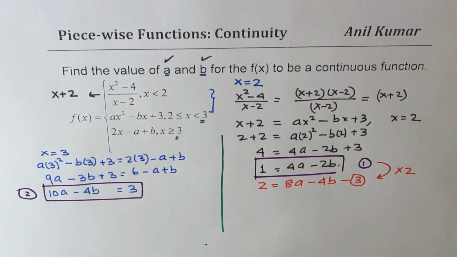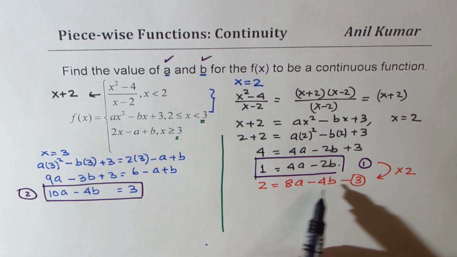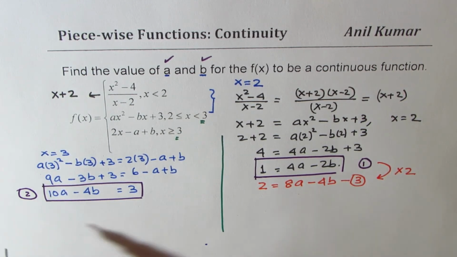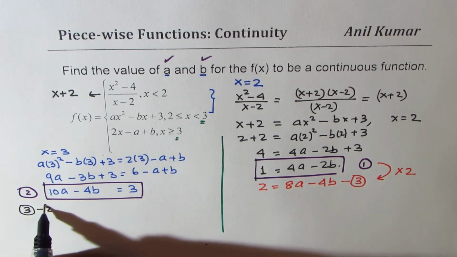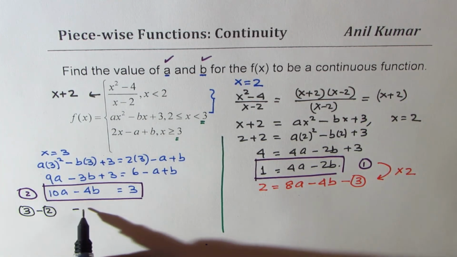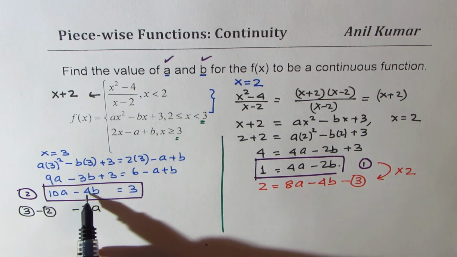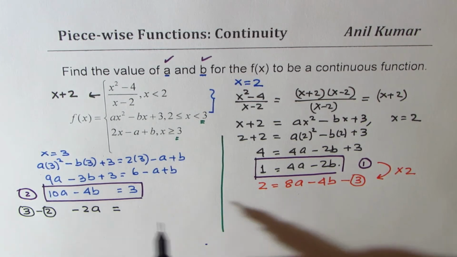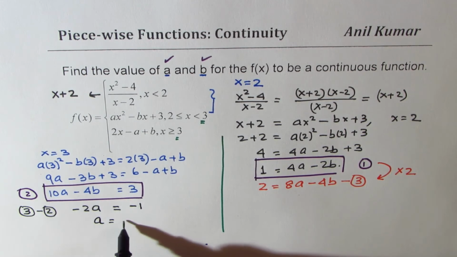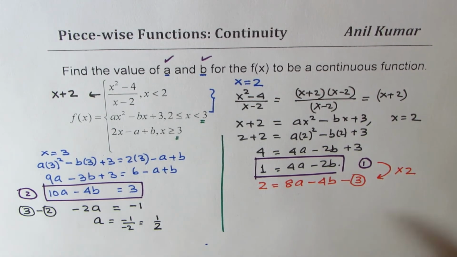From equation 3 and equation 2, we can solve for a, right? So let's do equation 3 minus equation 2. If I do that, the b parts get cancelled. So what do we get? 8a minus 10a gives us minus 2a, minus 4b and minus 4b cancel, and 2 minus 3 gives us minus 1. That gives the value of a as minus 1 over minus 2, or half. So we get a value for a which is half.